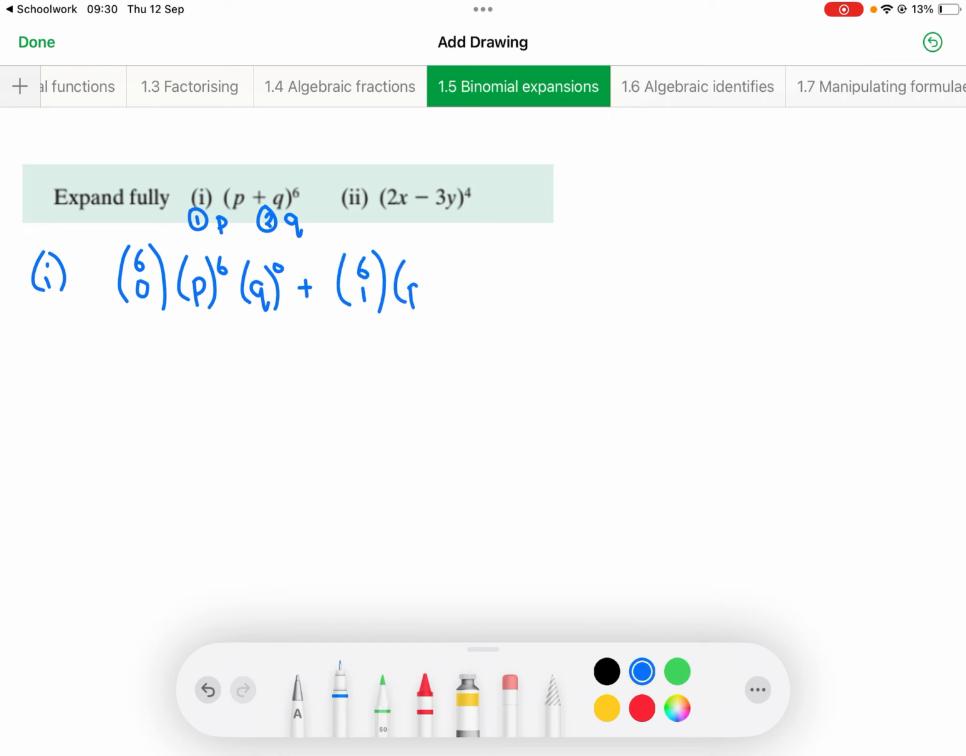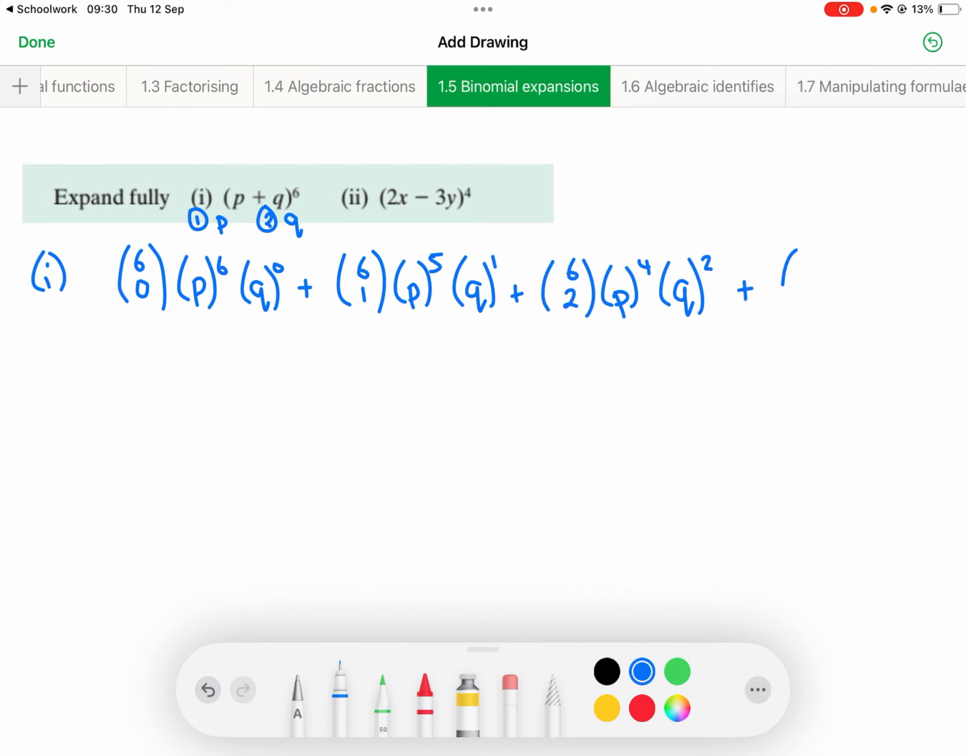Then our first term, which is p, is going to be to the power of 6 take away 1, so that's to 5. So it's going down from 6 to 5, and the second one is going up from 0 to 1. The next term is 6 choose 2, and p is going down another one, down to 4, and q is going up to 2.